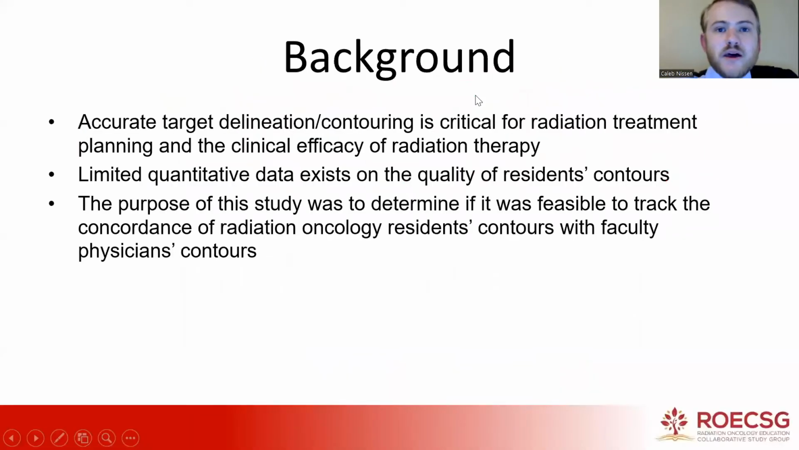So just a little bit of background. Accurate target delineation is essential for radiation treatment planning and the clinical efficacy of radiation therapy. And this importance has been demonstrated by numerous clinical trials. So it follows that quality improvement of target delineation is vitally important to the education of radiation oncology residents. However, as it stands, there is limited quantitative data on the quality of resident contours.